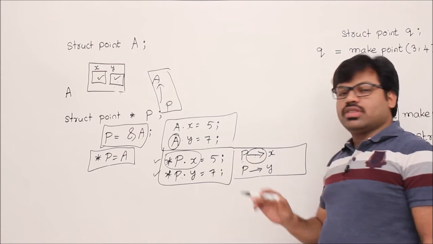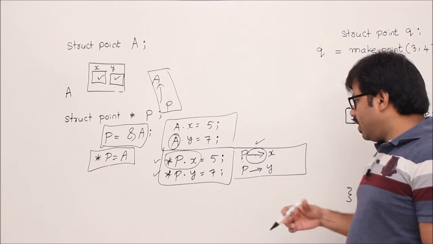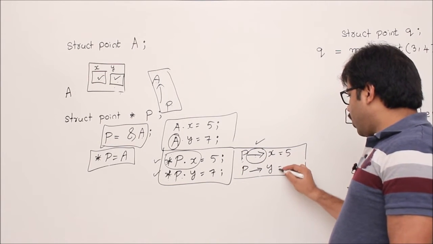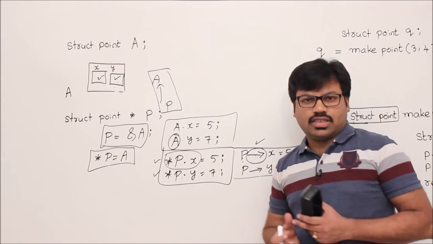For that we use cap. It symbolically says that p is a pointer. Okay, so p cap x equal to 5, p cap y equal to 7. Okay, now this is about some of the details about structures, right?